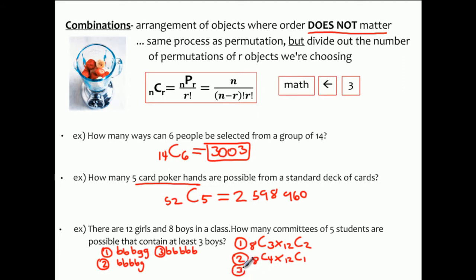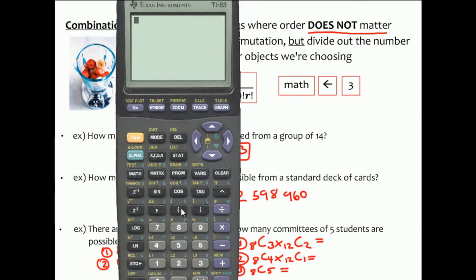So then the third situation we need to deal with is a group of all boys. So we have 8 boys, choosing them 5 at a time, for a total group of 5. So in order to calculate the first situation where you've got 3 boys and 2 girls, you do 8 choose 3, and then multiply that by 12 choose 2.